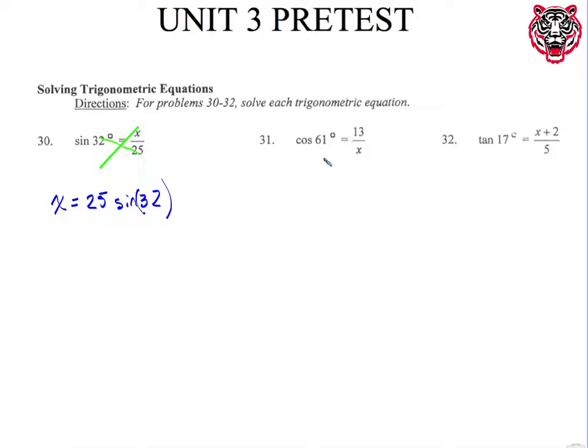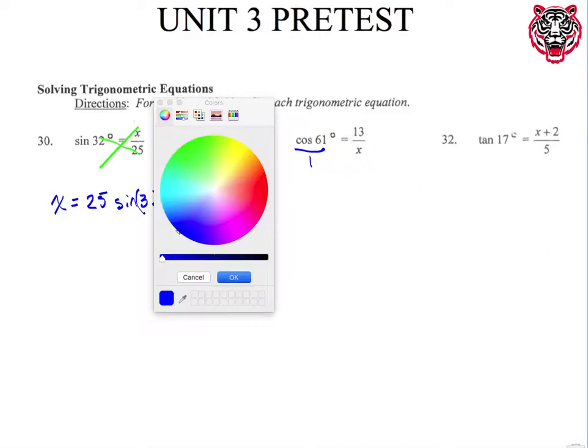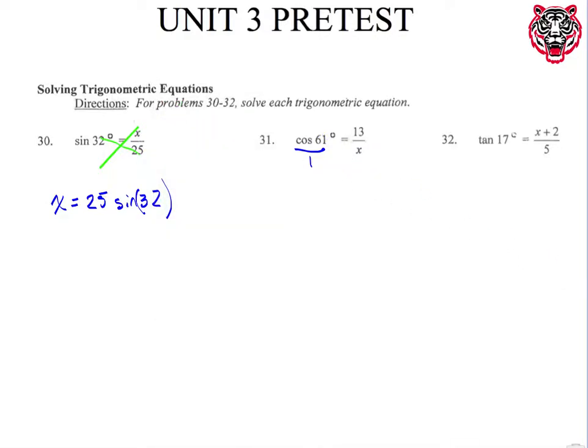Number 31, you've copied down problem 31, and you're going to divide by 1 and cross multiply. Let's change colors here to cross multiply. So cross multiply, and I get x cosine of 61 is equal to 13. Divide both sides by cosine of 61, and x is equal to 13 divided by cosine of 61.